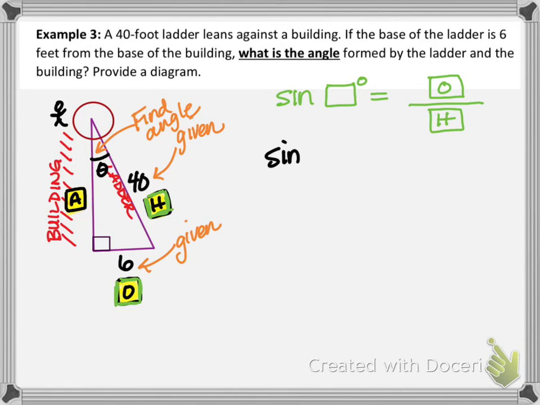Oh my goodness, I can't get my screen. The symbol of theta equals my opposite is a 6, my H is a 40, okay? So this one's a little bit different to problem number 1 and number 2. Hopefully you're noticing that. Notice with problem number 1 and 2, you were asked to find a distance, a missing side length. But now you are missing an angle, okay? We are now looking for an angle. That's what we're looking for.